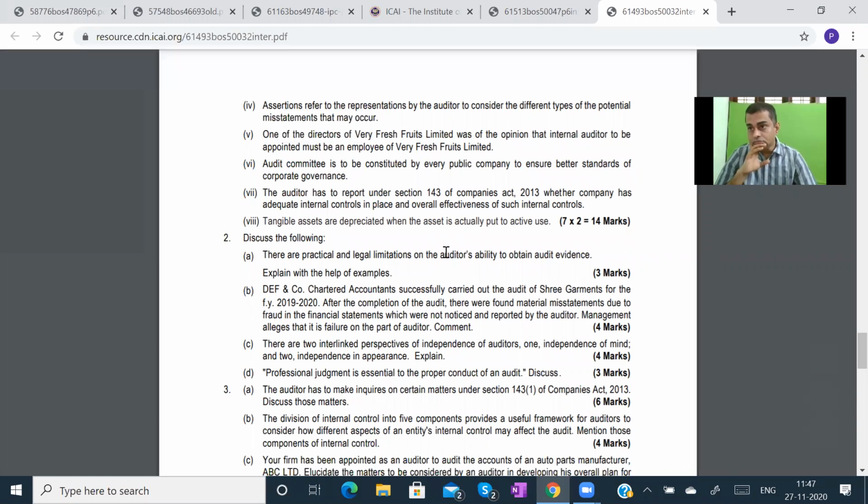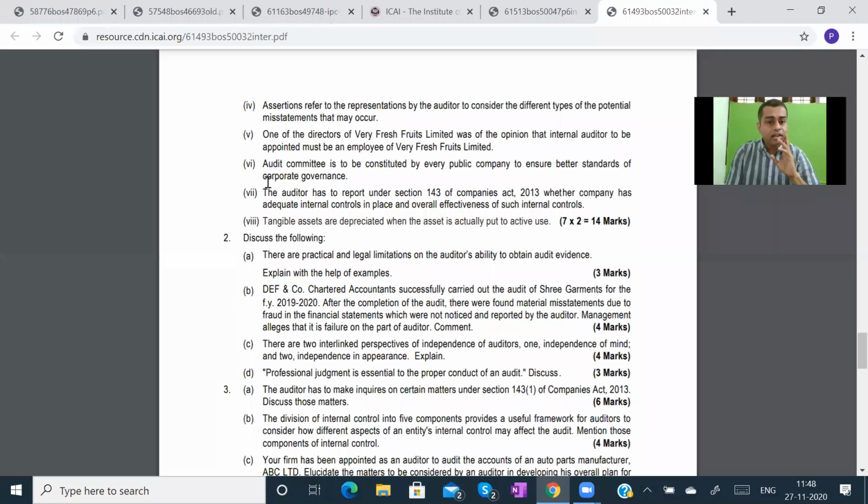Audit committee is to be constituted by every public company to ensure better standards of corporate governance. Is it so? Is an audit committee compulsory in every public limited company? No, incorrect. Audit committee, according to section 177, is required in every listed public company, and in other public companies there is a criteria. So paid up share capital 10 crores, then your turnover 100 crores, and then your aggregate outstanding borrowings should be 50 crores. Then the audit committee is compulsory. Otherwise, you don't need to have an audit committee.